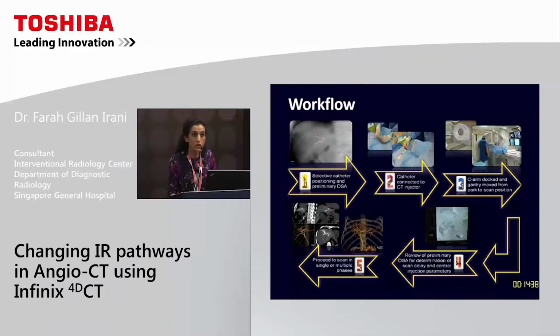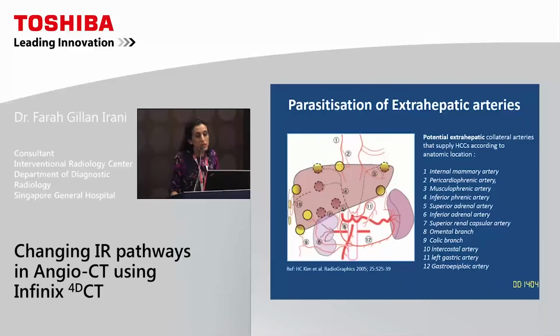So in the workflow of this, we basically do a selective catheter angiography where the catheter is selectively positioned into the artery that you want to image. You do a DSA. Once you've done the DSA, you have to disconnect the angio injector and connect it to the CT injector, which is a special double barrel injector. The C-arm is docked, the gantry is moved into position from the park position to the scan position, and then before you scan, you actually have to review your DSA image because this will tell you what your flow rate is and what scan delay you require so that you get the best concentration of contrast within the tumor as you scan. Once you're ready, you scan, and then you do your 3D VRTs to get the best image possible of the tumor perfusion.